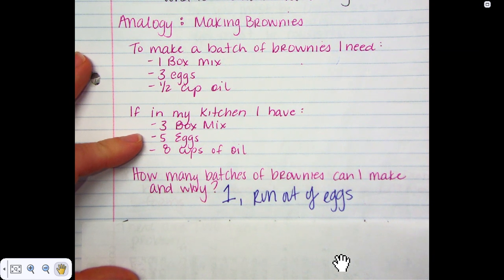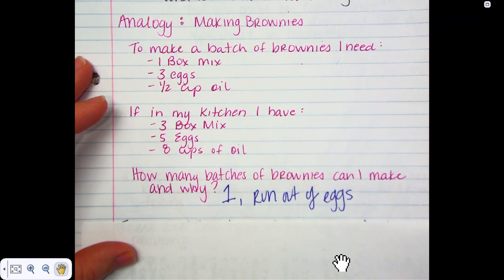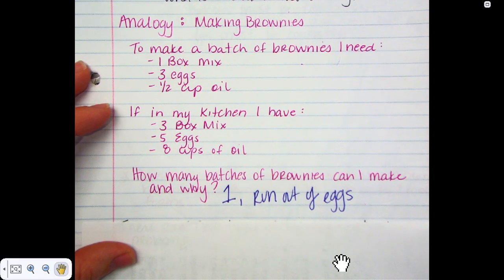So when we're looking at these reactions, you need to think, well, who are my eggs? What am I running out of? What is going to cause me to make the least amount of something? And that's going to be my limiting reactant.